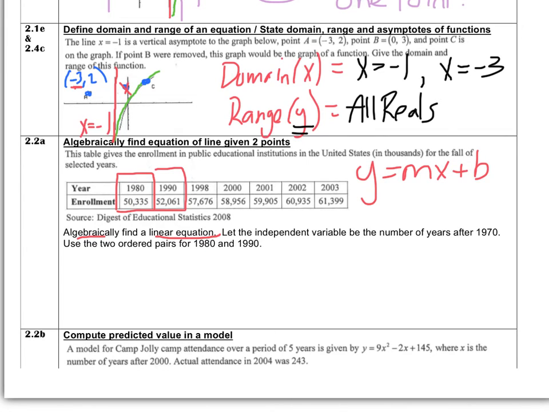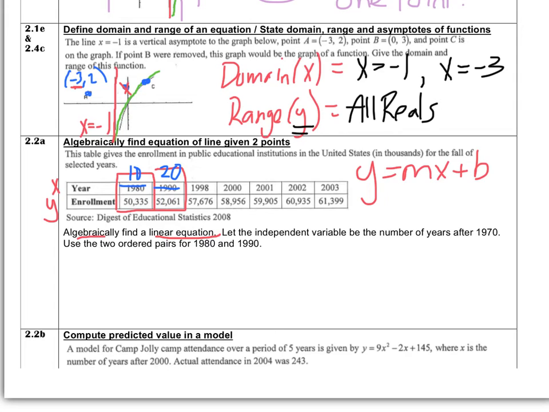Now they stated here that the independent variable is the number of years. The independent one is the one we get to choose, or the x. So the years is the x. The dependent variable, therefore, is enrollment. Now also be careful. They state here that they want us to look at the number of years after 1970. So in 1980, the number of years after 1970 would be 10. 1990, it'd be 20. So make sure to use not 1980 and not 1990, but 10 and 20.